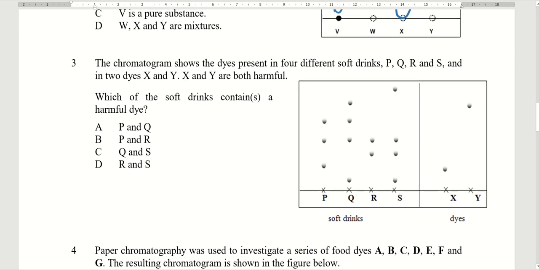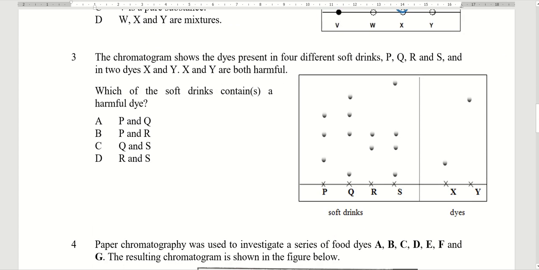Okay, so for question 3, the chromatogram shows the dyes present in 4 different soft drinks P, Q, R, and S, and in 2 dyes X and Y. So there are a lot of things that are given, but take note that X and Y are both harmful. They are basically telling you that the dyes here are harmful. So if any of the soft drinks actually contain these 2 dyes, that means they are also harmful.